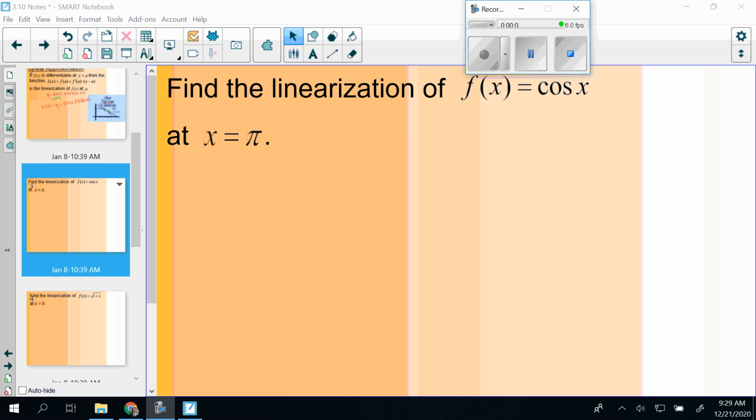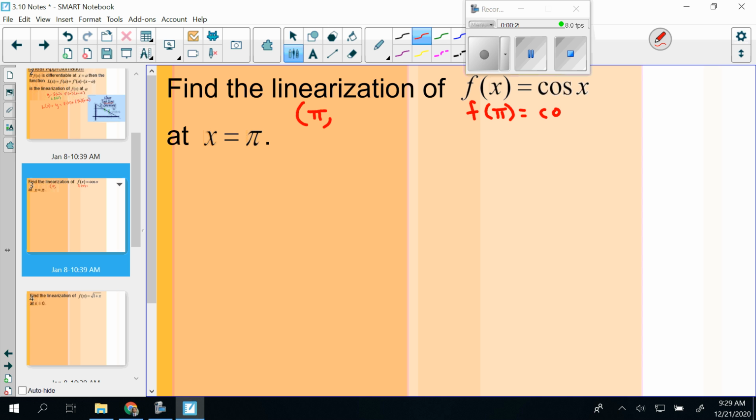Okay, if we want to find the linearization of this function at pi, we're going to need a couple things. We're going to need to know what is our point that this is going through, and then what is our slope at that point. To find the point, we already know that pi is our x value. We do need to know our y value. So what we're going to do over here, plug pi in for x and see what this equals.